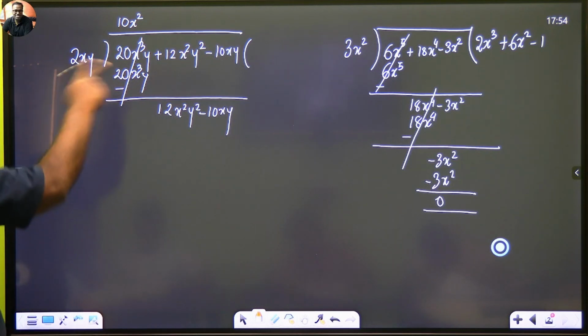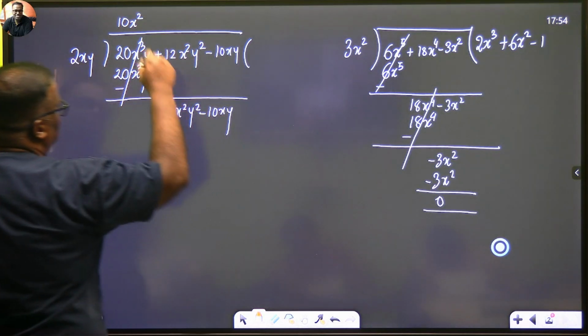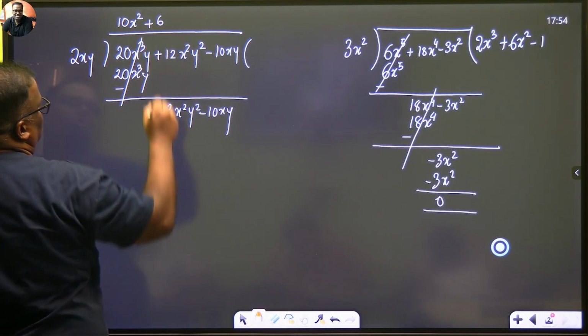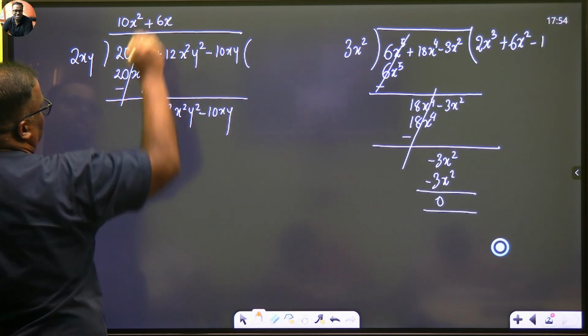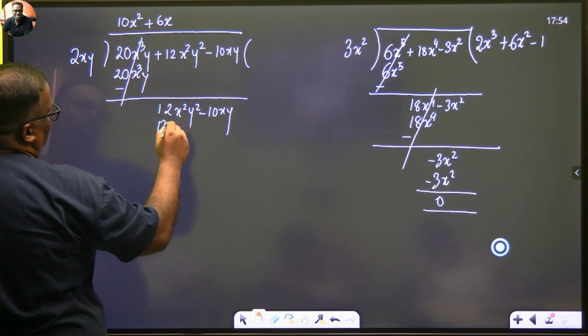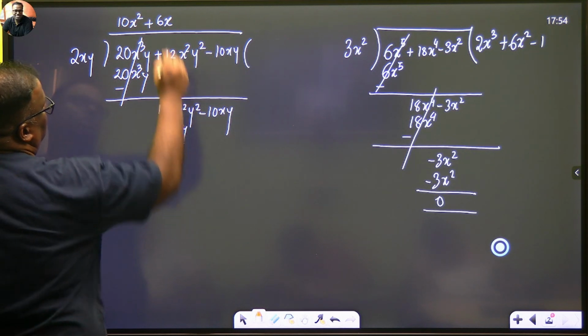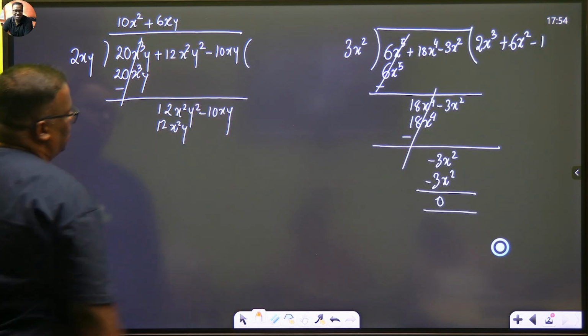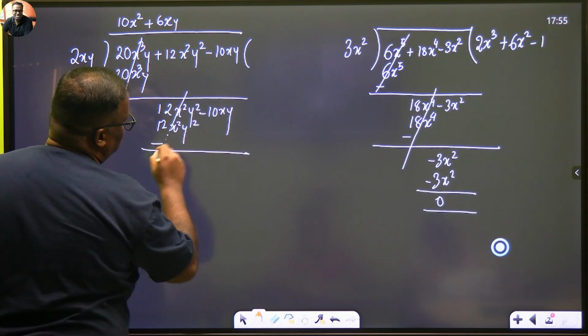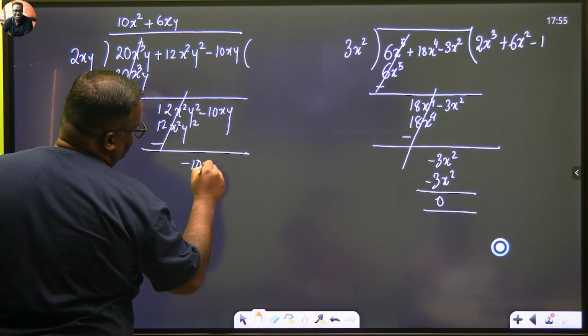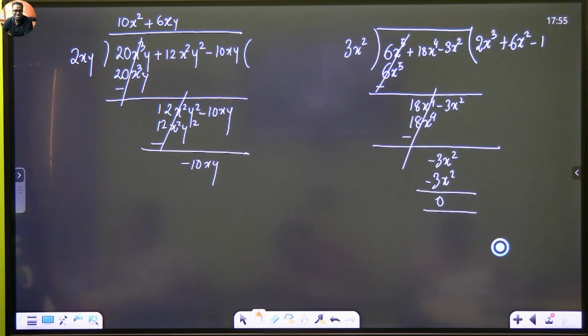Now again with 2 you have to get it. And it's a positive number. So 6 times 2 gives me 12. And I have an x and an x square, so it's just an x. And a y and a y square, so this becomes just a y. Makes it y square. Okay. Again, negative. This goes away. Negative 10xy comes below.